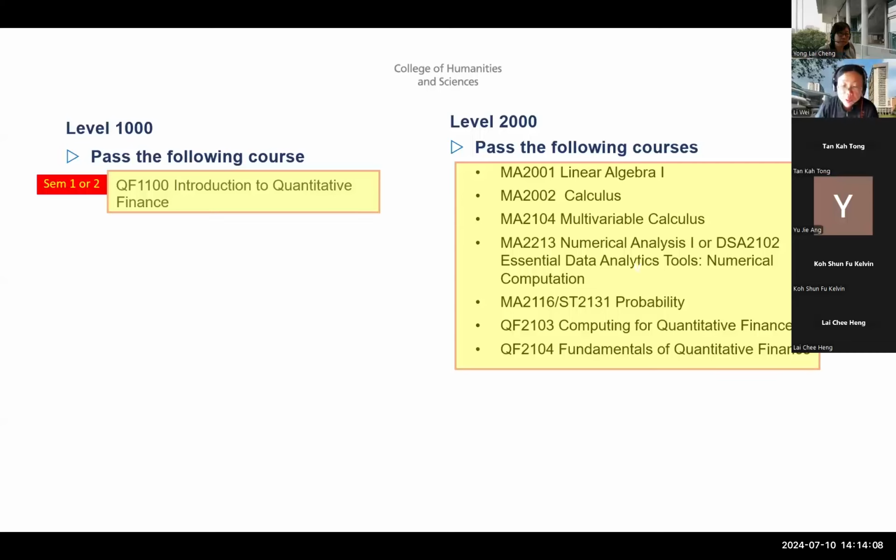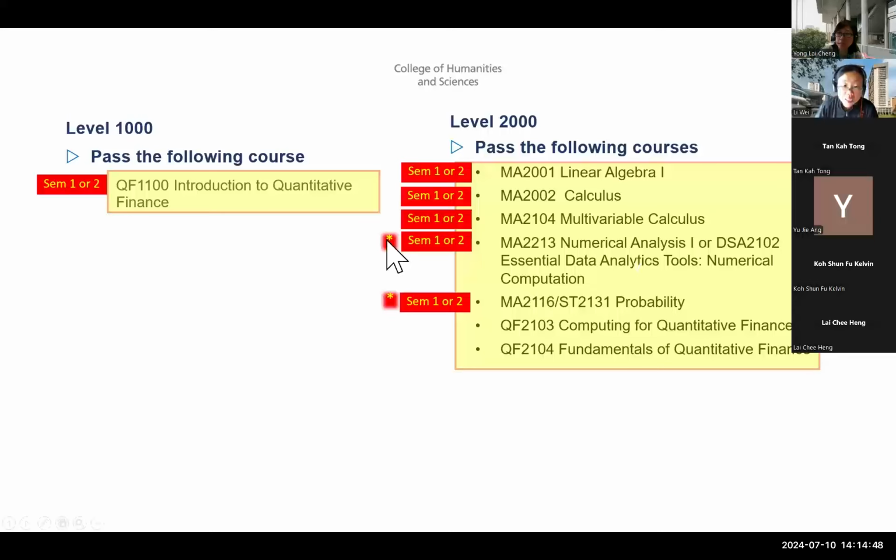These two modules need to be read after you have taken the calculus. The third one you need to notice is the probability course, MA2116/ST2131. These three courses are offered in both semesters of the academic year, so you have the flexibility here. You are not tied down to just one semester to read the courses.